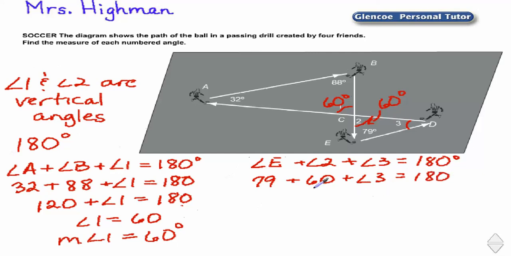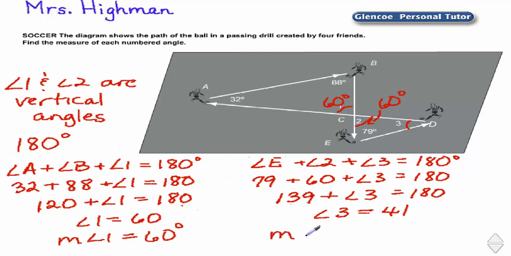If we add together what we have, 79 plus 60, we have 139 plus angle 3, and that should equal 180. If we subtract 139 from both sides of our equation, that leaves us with angle 3 is equal to 41. So the measure of angle 3 is equal to 41 degrees. Now you can check that if you like. We'll label that one 41 degrees.